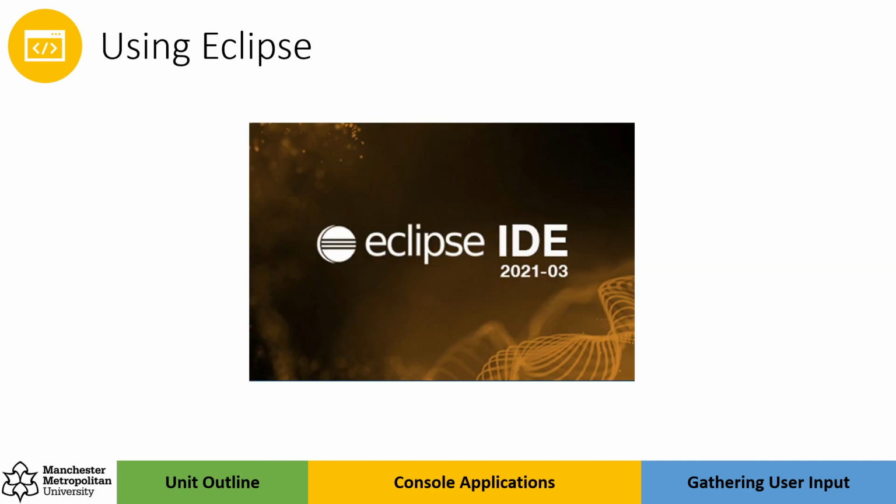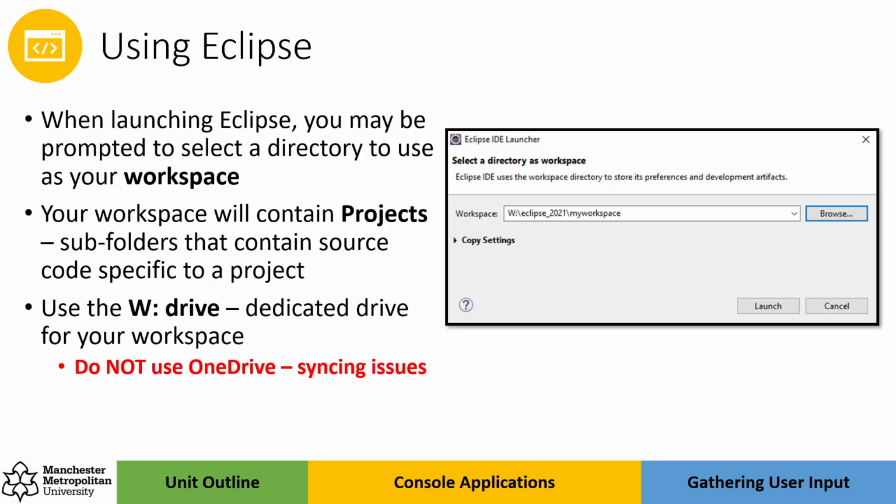Now, when you first launch Eclipse in the lab or at home, you'll be greeted with the version number. So in the labs, I believe we're using the March 2021 version. And when you launch Eclipse, you may be asked to select your directory to use as your workspace. The workspace will just contain projects. Those projects are just folders and they contain your source code. What you'll typically do is each week you'll create a new project inside your workspace. Now for your workspace, you want to select the W drive because the W drive has been specially created for this purpose. If you select OneDrive, you'll likely encounter errors and issues with syncing.